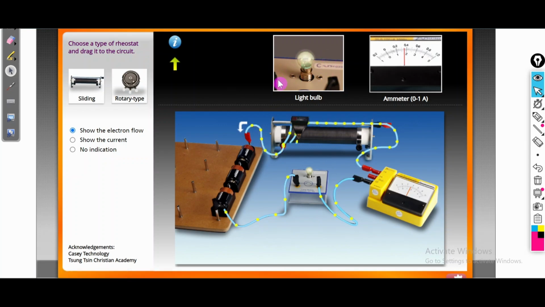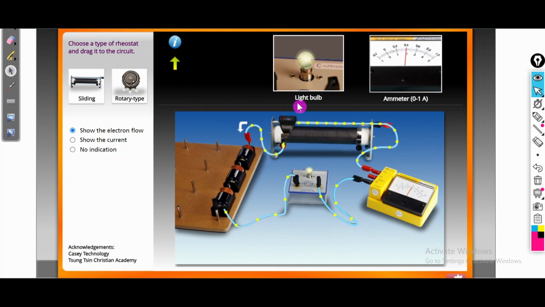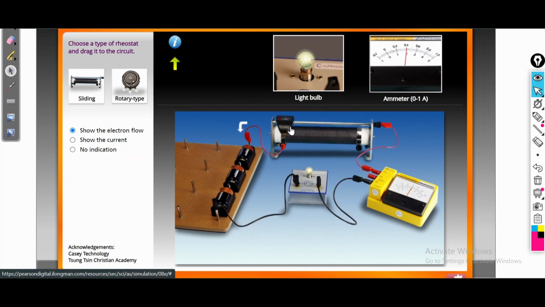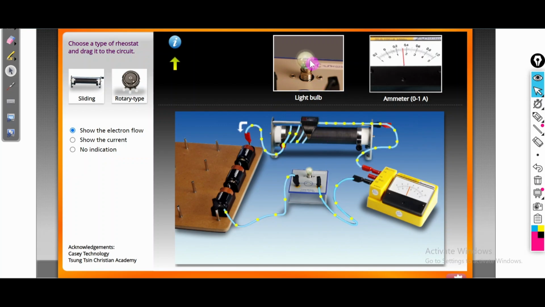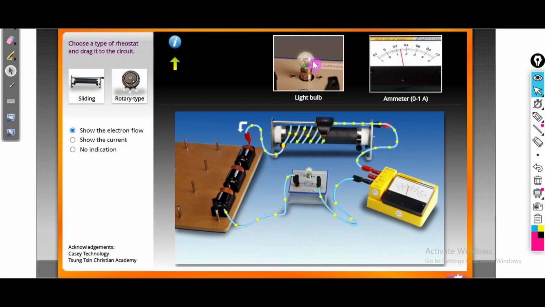Here the intensity of the light from this bulb will be more if I'm going toward this. So here the intensity will be more, and if I move this sliding contact away, then that intensity is decreasing. In other words, we can say that the current is decreasing.